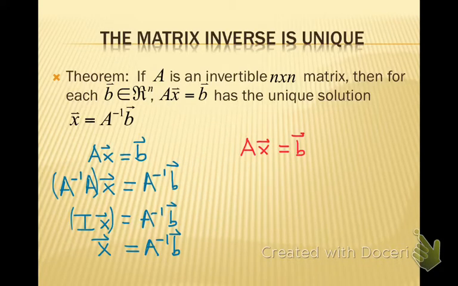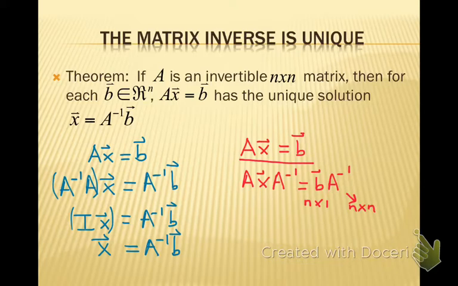I just want to make note of some things that you cannot do with the matrix inverse. For example, if I have AX equal to B, I cannot say A times X times A inverse is equal to B times A inverse. This presents a problem because B is n by 1, and A inverse should be n by n if A is n by n, so we cannot perform this product.